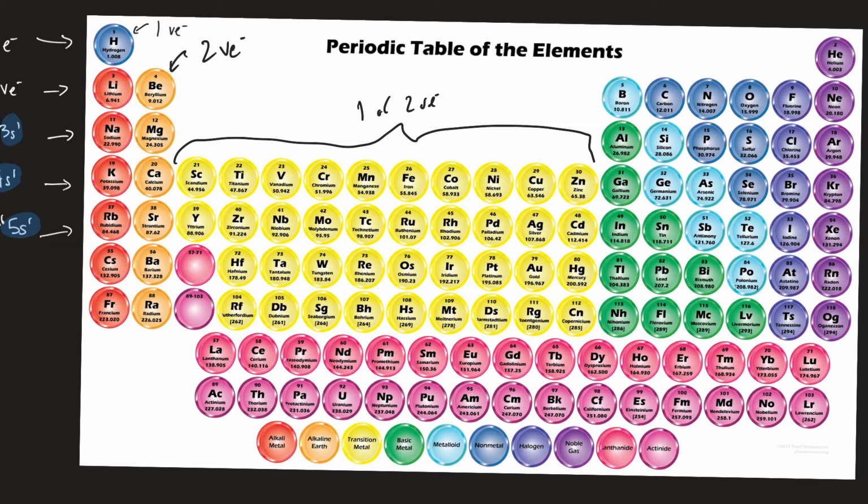But when we get to the boron group, or boron column here, they have 3 valence electrons. The carbon group has 4 valence electrons. The nitrogen group has 5 valence electrons. The oxygen group, or the oxygen column, has 6 valence electrons. This one has 7 valence electrons.